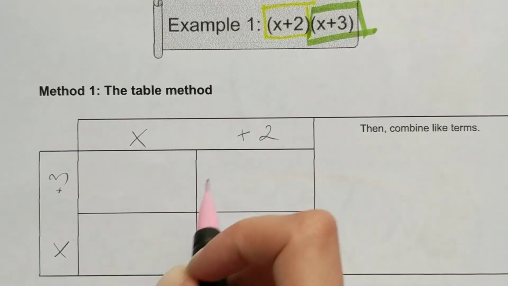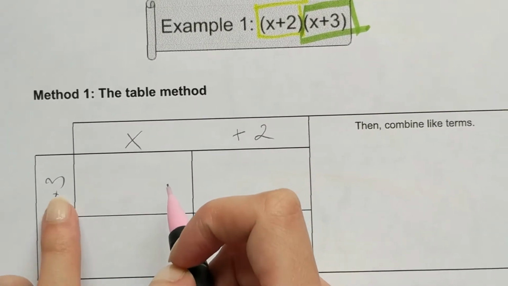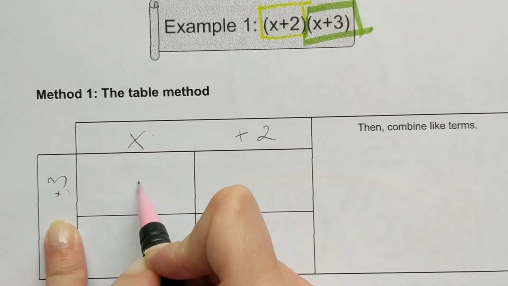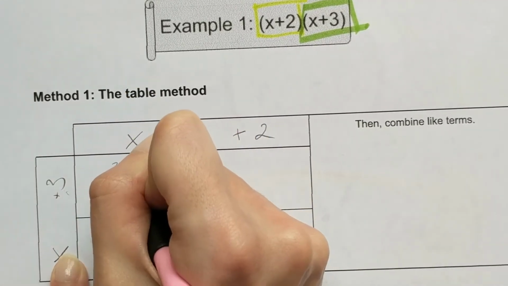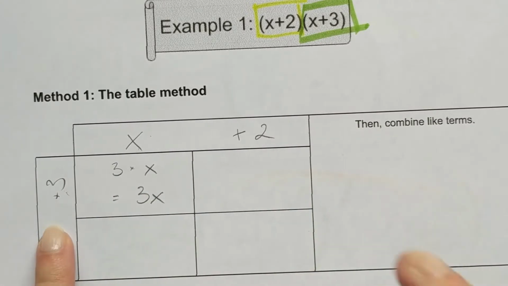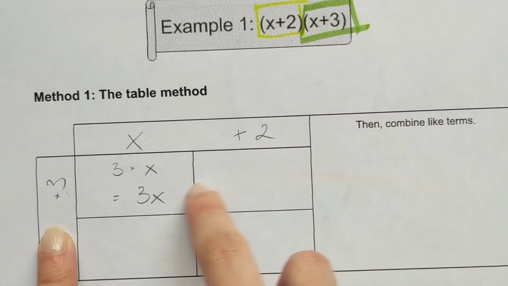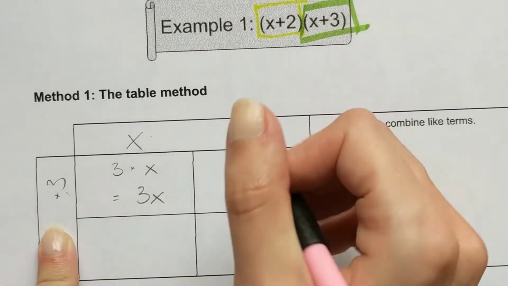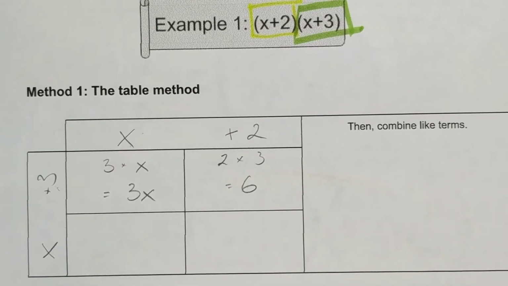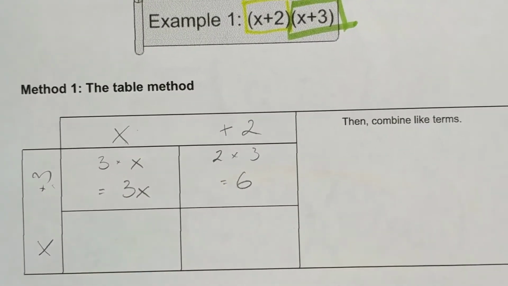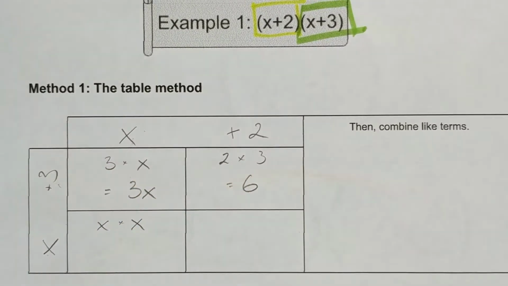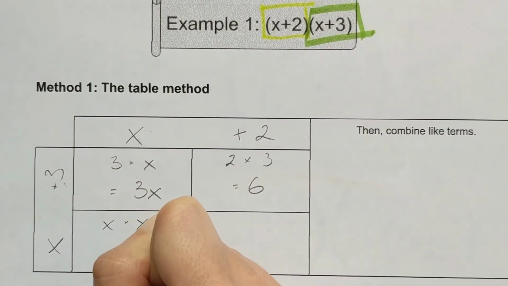Let's get started now. In this box, I'm going to do positive 3 times x. Positive 3 times x, so 3 times x gives me 3x. In this box, I'm going to do positive 2 times positive 3. 2 times 3 is 6. In this box, I'm going to do x times x. x times x is x squared.